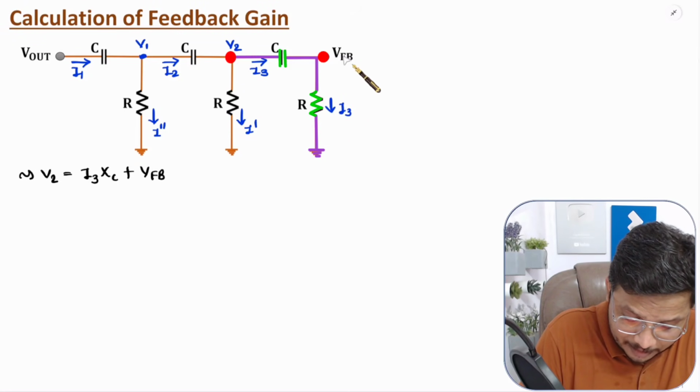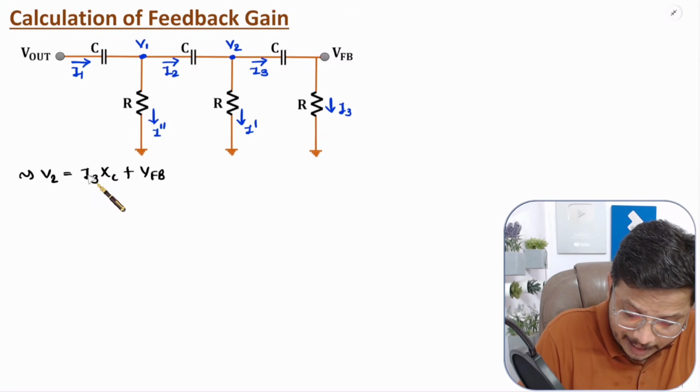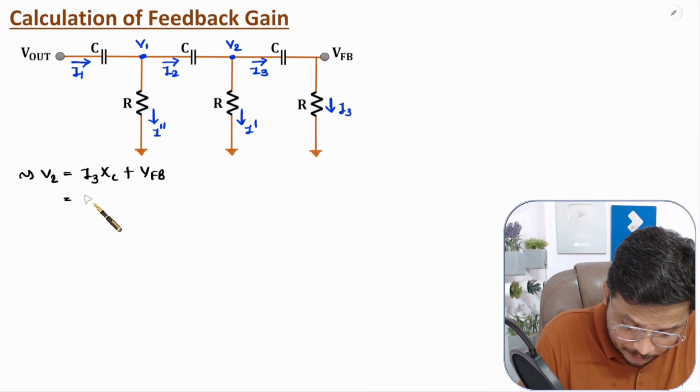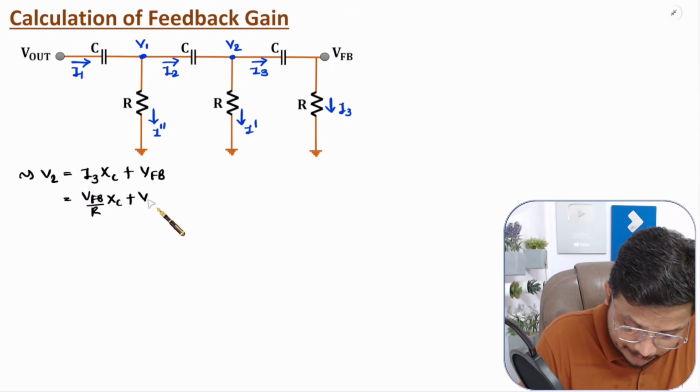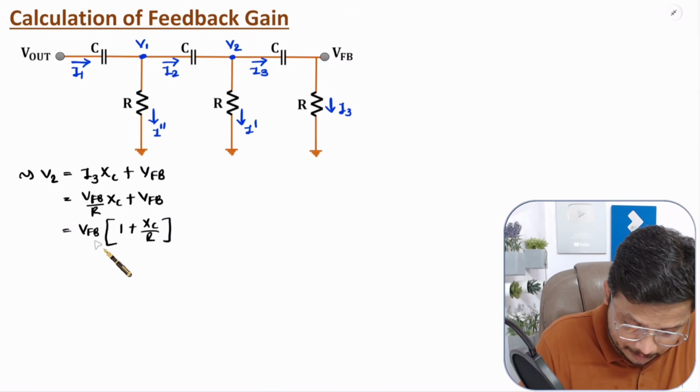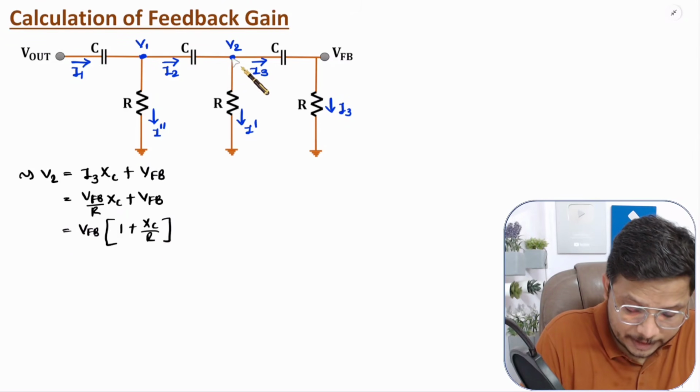So I'm writing VFB instead of I3 into R. And what is I3? I3 is VFB by R. So let us write that here as well: V2 is VFB divided by R into XC plus VFB. Let us simplify this further. VFB is common, and here we have 1 plus XC divided by R, right? So now we have the V2 voltage.